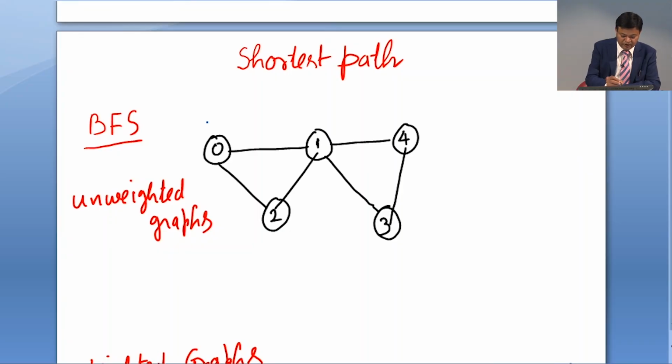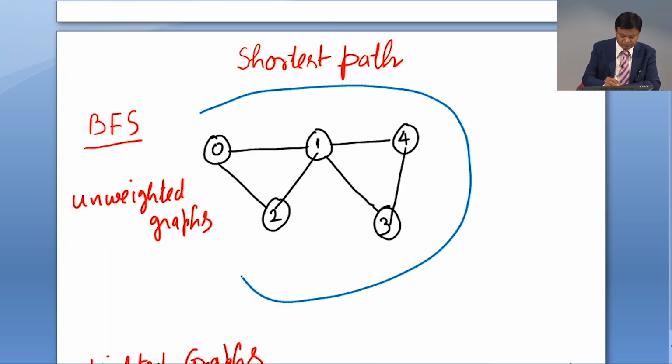But now if weights are introduced, then it is not able to find the shortest path. It means BFS is not able to find shortest path in case of a weighted graph. Let us take an example. Let us consider this graph. Suppose I want to go from 0 to 4.